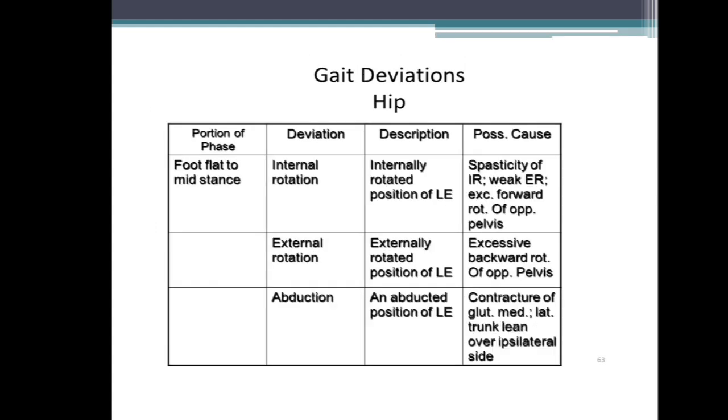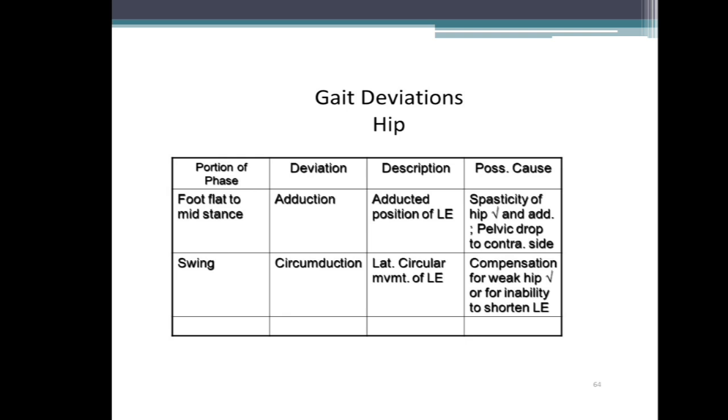From foot flat to mid stance, the internal rotation could be due to internal rotation spasticity and weak external rotators. External rotation could be due to excessive backward rotation of the opposite pelvis, and abduction could be due to contraction of the gluteus medius and lateral trunk lean over the ipsilateral side.